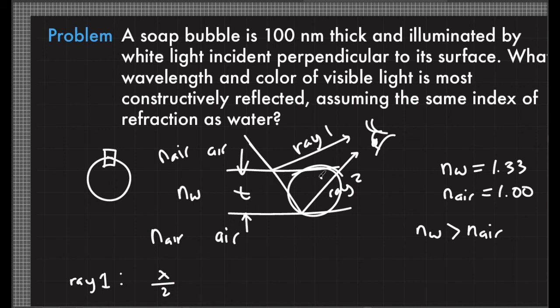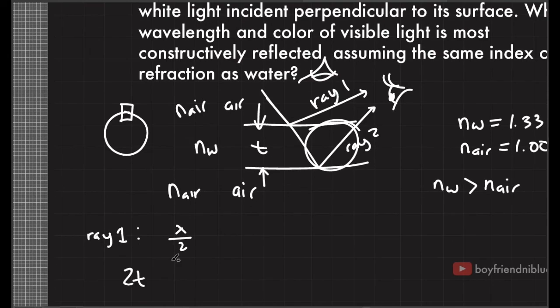My illustration here is actually an exaggeration, because the eye should be looking at this angle so that the light ray is almost perpendicular with respect to the surface. In order for ray 1 and ray 2 to undergo constructive interference, the path traversed by ray 2 must result in a path difference of lambda over 2. So when ray 1 leaves this surface, it has a path difference of lambda over 2, and when ray 2 leaves this surface, it must also have a path difference of lambda over 2.